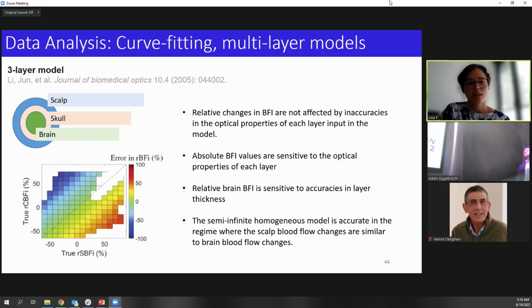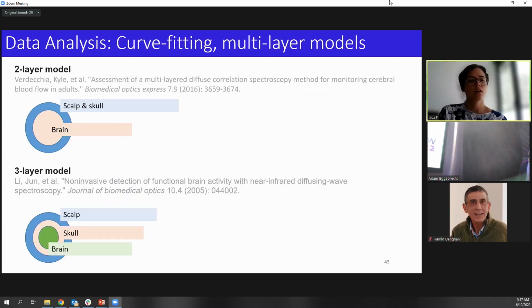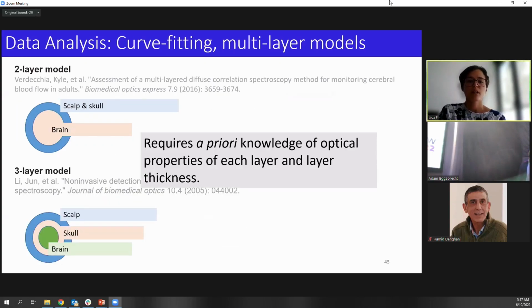So two-layer models have been done. Three-layer models also exist where the scalp and the skull are differentiated. I just included the discussion from this article here, where it was seen that the semi-infinite homogeneous model is actually accurate in the regime where the scalp blood flow changes are similar to the brain blood flow changes. So we have these multi-layer models. However, in all of these models, you need to know the optical property in each of your layers and how thick each of your layers are, which means that they are a little bit more complicated to implement. And in a lot of cases, your semi-infinite homogeneous model is going to be able to detect the changes within the brain.